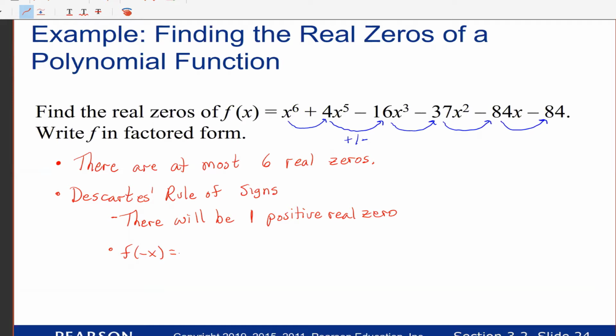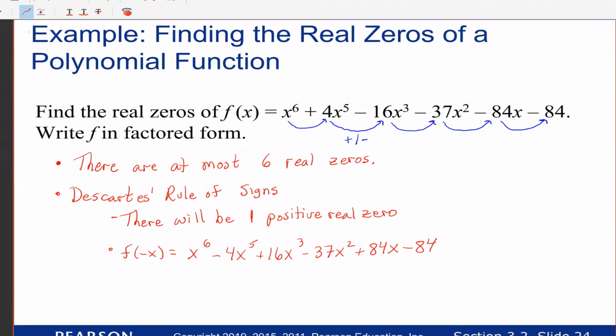And here's the little shortcut here that I'm hoping you picked up on. When the exponent is even, the value doesn't change. When the exponent is odd, the sign changes when you figure out f of negative x. So this is going to be x to the 6th minus 4x to the 5th plus 16x cubed minus 37x squared plus 84x minus 84.